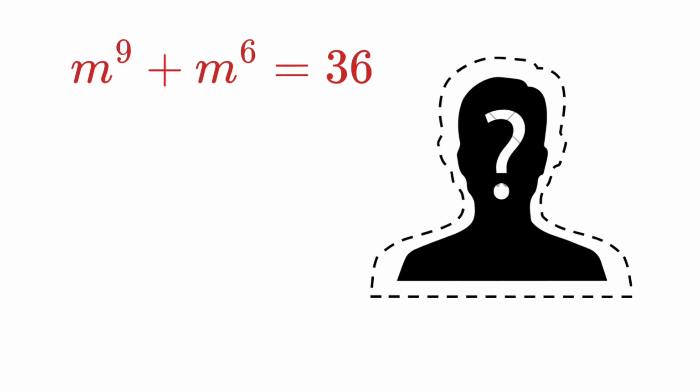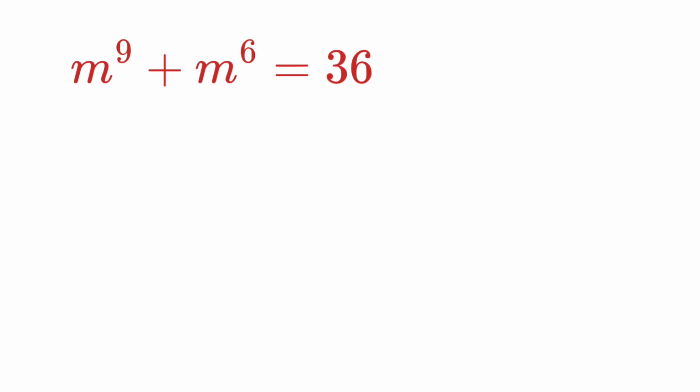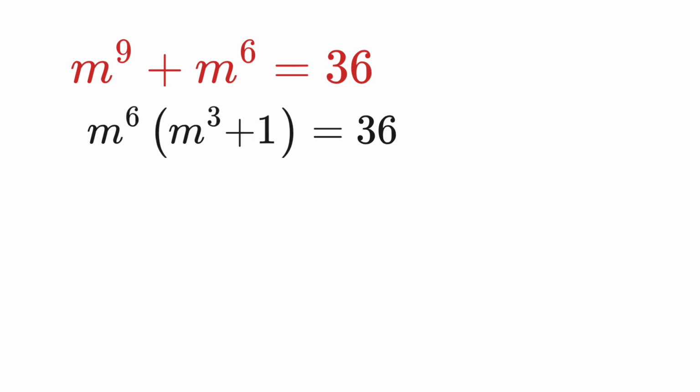m is our mysterious variable. Notice that both terms on the left side share a common factor of m power 6. So m power 6 is taken as common, then m cubed plus 1 is multiplied with it, equal to 36. Let's divide both sides by m power 6. Then we get m cubed plus 1 is equal to 36 by m power 6.